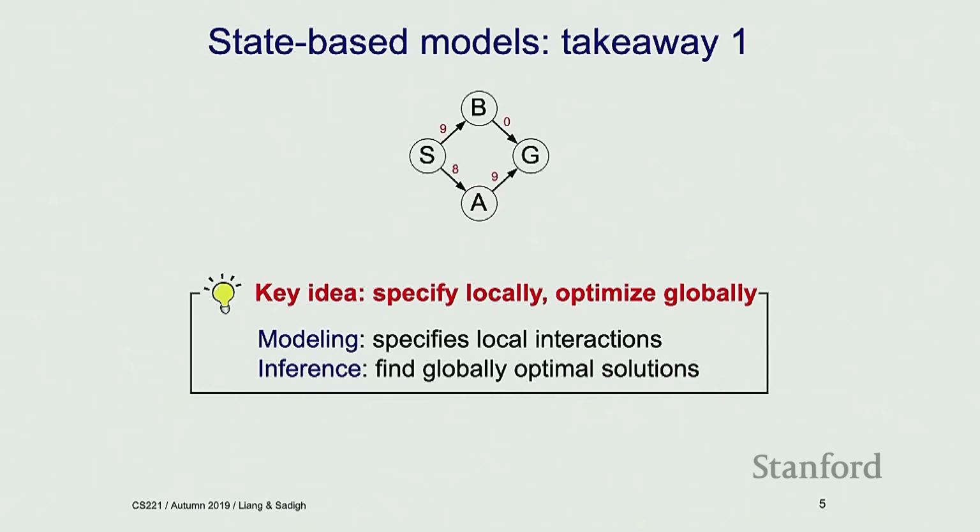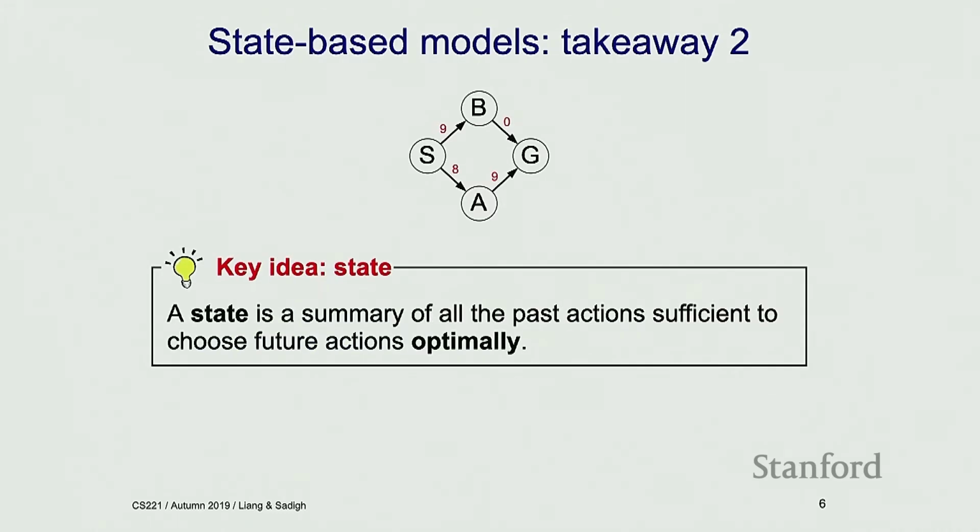And the goal was to do inference, and inference was more trying to look at a global property. Can I find the shortest path from some state to some other state in this whole graph? So the idea was, let's model and specify these local relationships and then do inference where we find globally optimal solutions. That was the whole idea of state-based models. And the thing that made them powerful was this concept of a state.